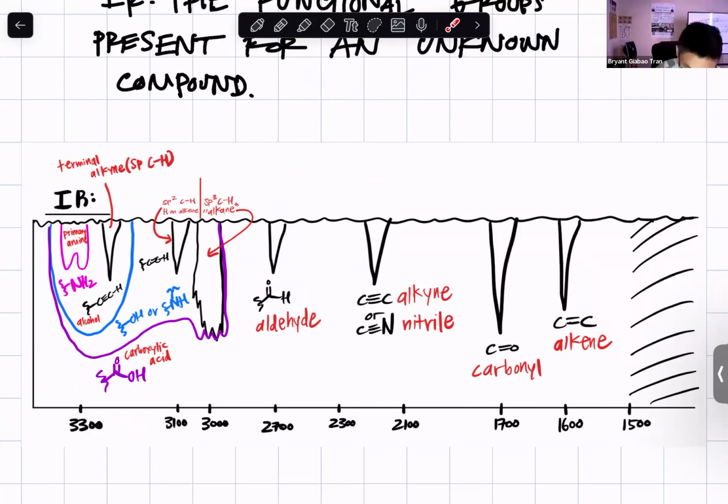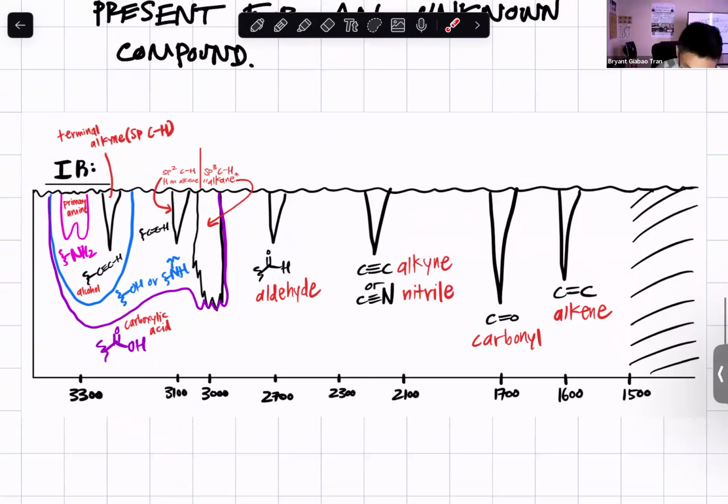If you see a sharp peak at around 3300, then that means you're going to have a terminal alkyne, an sp carbon hydrogen bond. So if you have a terminal alkyne, you will always see these two peaks paired up with each other. You'll always see the sharp peak at around 2100 to 2300, and that sharp peak at around 3300.